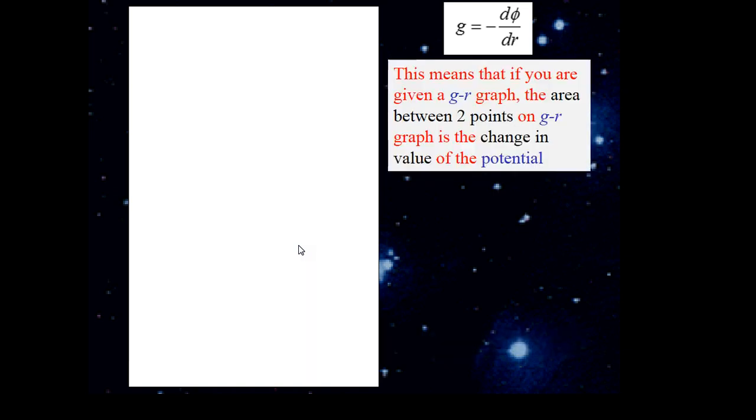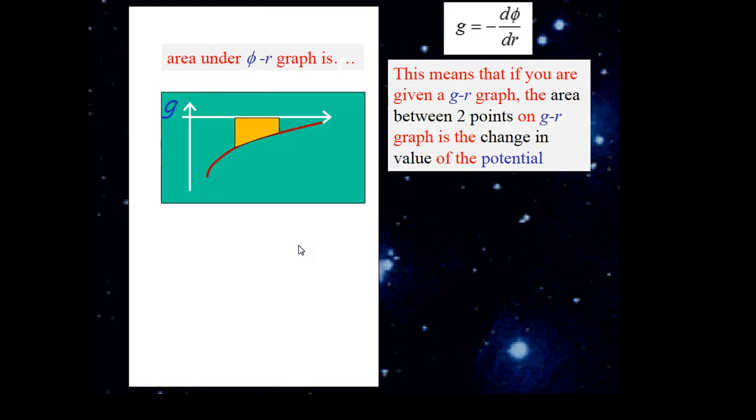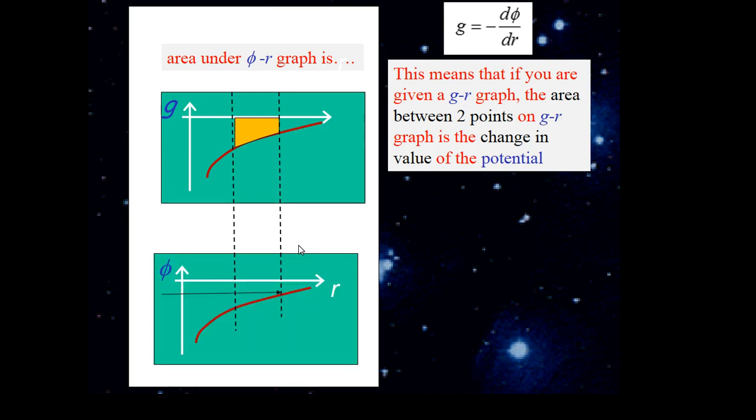Right, moving on. If now I give you a g-r graph, how gravitational field strength relates with r, the area under the g-r graph will be what? The area under g-r will be the change in the value of? Change in value of? Potential. Very good.